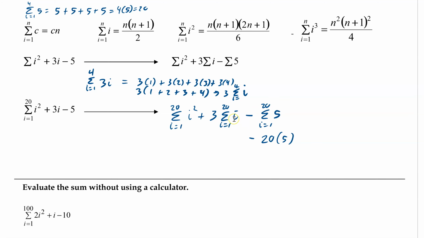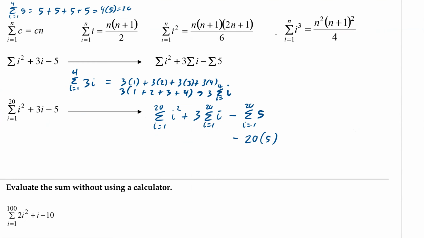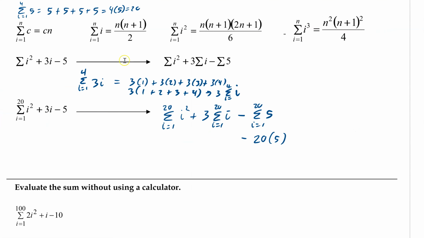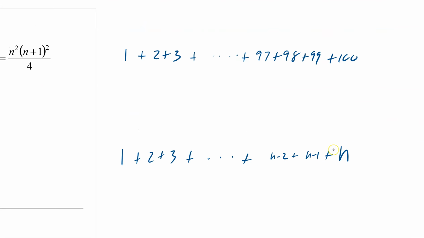Now let's look at the i. The i is the same kind of idea. I have expanded it over here. If I were to plug in 1, I would get 1, and then 2, and then 3, and then 4. This is a summation of all these numbers from 1 to n. Let's look at a simpler one. This would be the sum of i equals 1 to 100 of i.